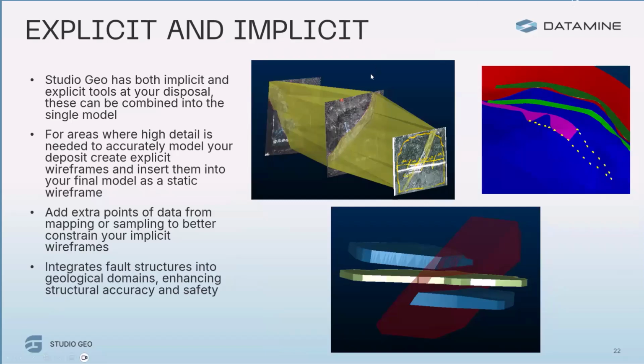We can also combine our explicit and implicit shapes together. We've got a whole number of other tools in there as well. So, all of our fault tools, extra points, etc., etc.